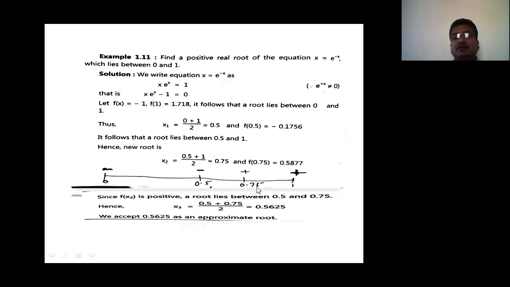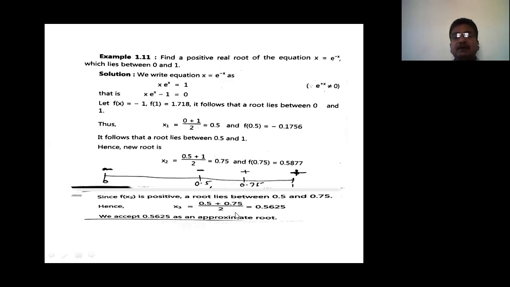Again, find the value of f(x) at 0.75, that is f of 0.75, by using the formula f(x) is equal to x e raised to x minus 1. We get the value 0.5877, that is, positive at 0.75. And so the root lies between 0.5 and 0.75. Then find x3: 0.5 plus 0.75 divided by 2, the midpoint of the interval 0.5 to 0.75. At this place we have x3.